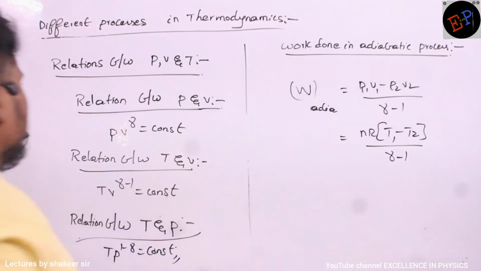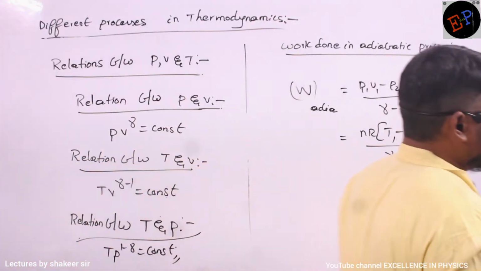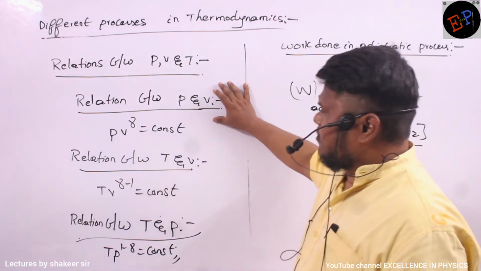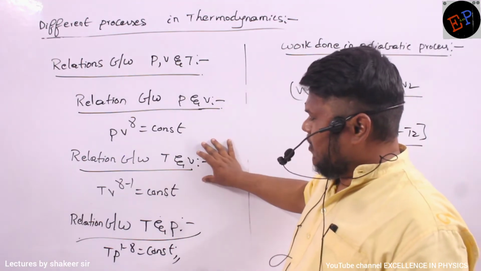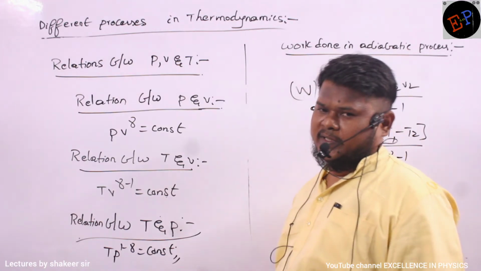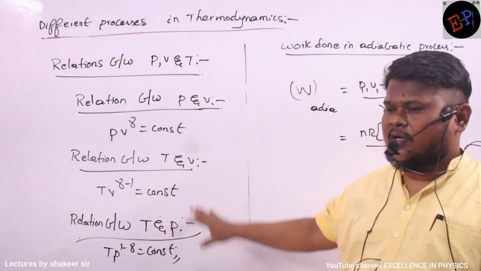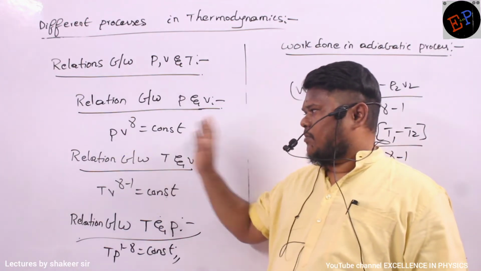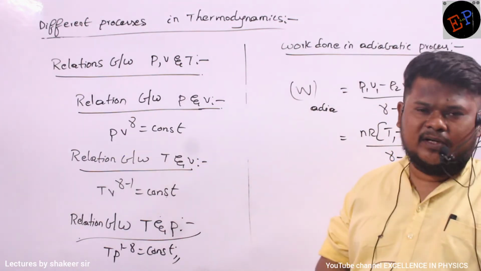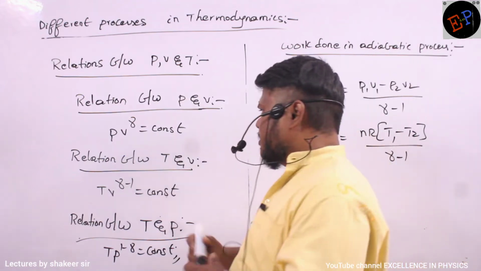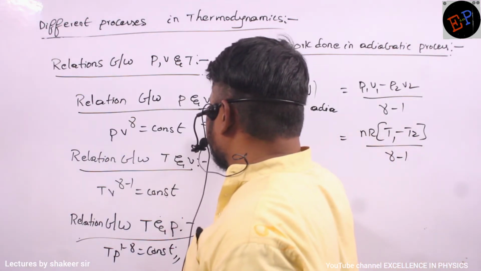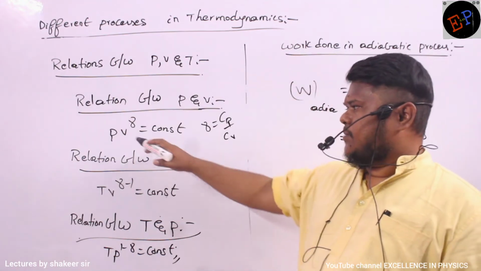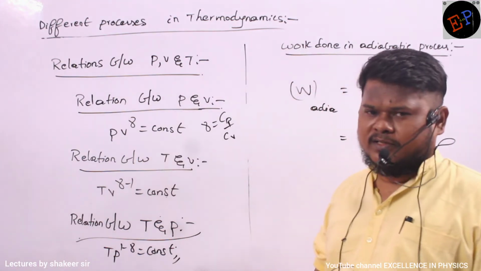Okay, so these are the relations which we should remember in the adiabatic process. Clear? The relation between P and V, the relation between T and V, and the relation between T and P. Direct questions will be asked on these relations. PV power gamma is a constant, the first relation between pressure and volume. What is gamma? Gamma is called the adiabatic constant number. The ratio of Cp divided by Cv is called gamma. So PV power gamma is a constant.